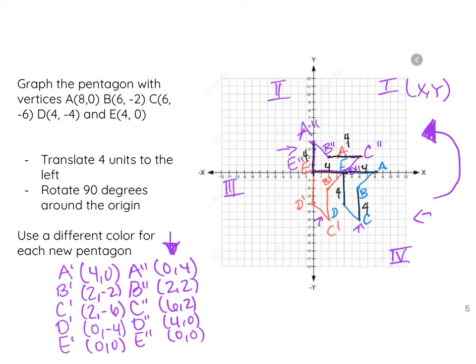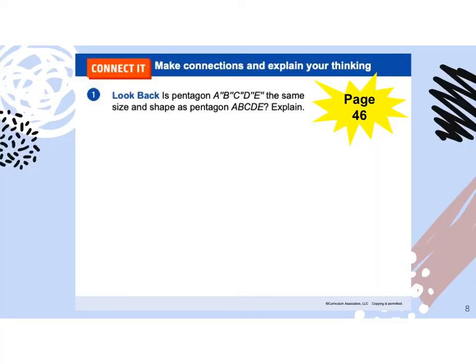So yes, my final pentagon in purple is the same size and the same shape because all of the corresponding sides are still the same measurement. So the distance was preserved. The question is asking us, is our final pentagon in purple the same size and shape as the original? So I have preserved the distance of all those sides. So yes, my shape is still the same size.